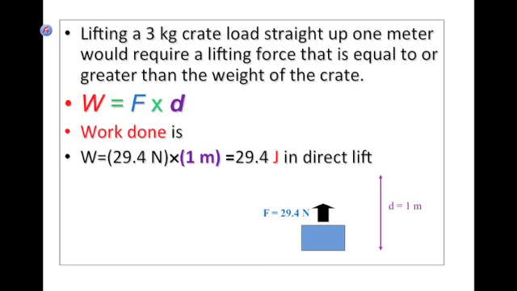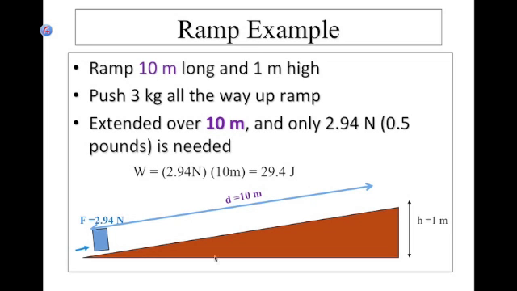Now let's compare that to how much work we would do by using a simple machine, a ramp, and pay particular attention to how the force and the distance might be affected. Okay, so here's our ramp. We have the same 3-kilogram mass that we're going to push all the way up this ramp. The ramp is 10 meters long and 1 meter high. So it's 10 meters along the surface of the ramp, and it raises the object ultimately 1 meter, which is the same thing we did before when we raised the object straight up.